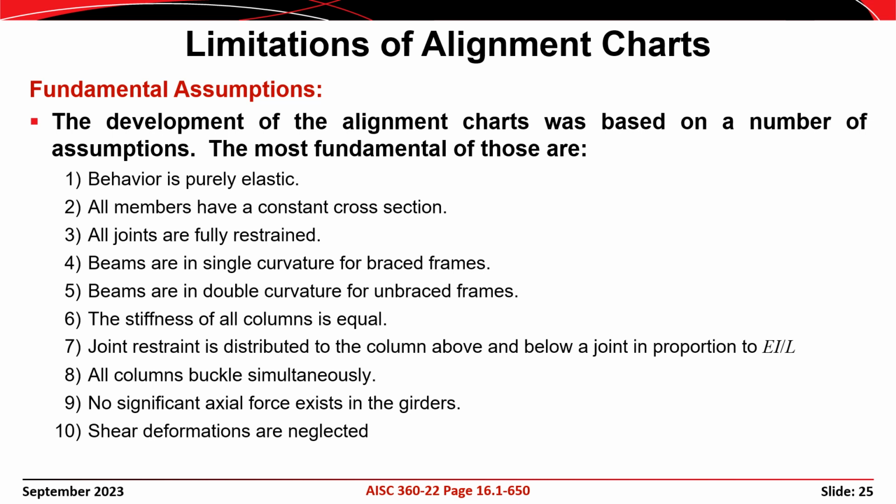There are several assumptions that were made during the derivation of the alignment charts. The most fundamental of those are shown here. Consider the first assumption, that the behavior of the frame is purely elastic. Is that always true? Well, there are two types of flexural buckling that we consider based on the value of the column's effective slenderness ratio. When the slenderness ratio is small, inelastic flexural buckling governs, and the word inelastic means that the behavior of the frame is not purely elastic. Thus, the first assumption is violated. So what do we do in those cases?